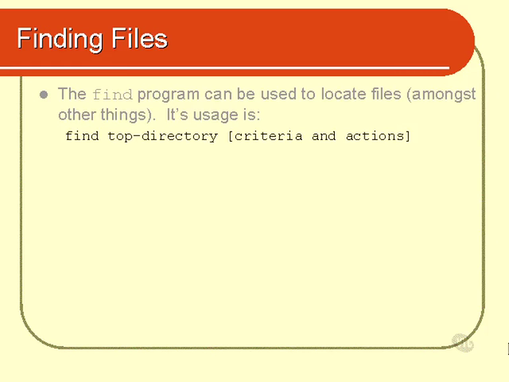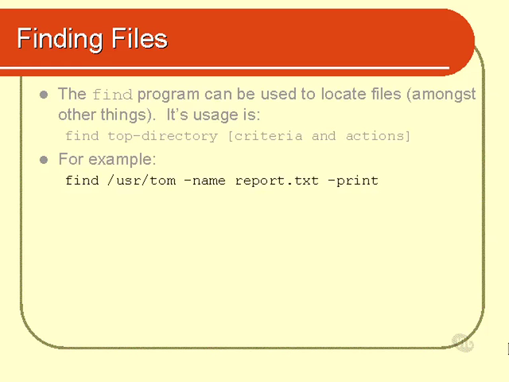And then in brackets, you don't actually type the brackets, but I've written them because they are optional, you can specify the criteria that you wish to use to search for the files. If you don't specify any criteria, you will have all files and all directories listed. In other words, it will list absolutely everything that it finds in that directory and all subdirectories. And you can also specify some action that you wish to perform on each of those files or directories. If you don't specify an action, the default action is that it will simply list them on the screen for you.